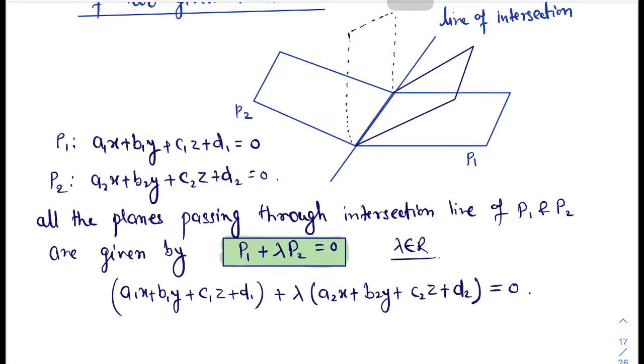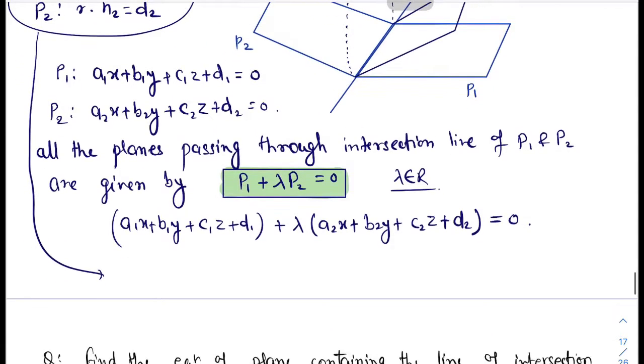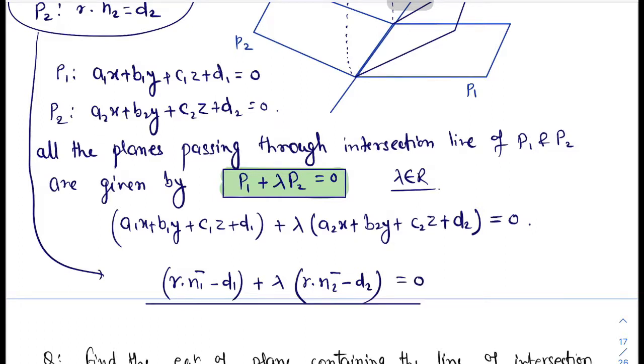And if the equations of planes are given in the vector form, let's say plane P1 is r dot n1 is equal to d1, and plane P2 is r dot n2 is equal to d2, then we can write the family of planes as r dot n1 minus d1, which is the first plane, plus lambda times r dot n2 minus d2, which is the second plane, is equal to 0.